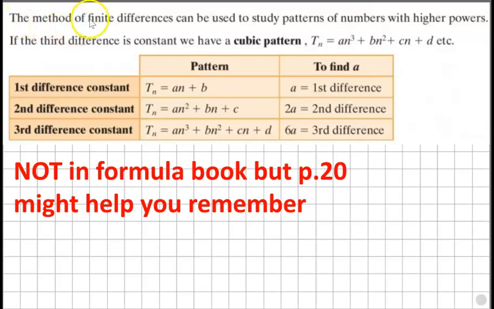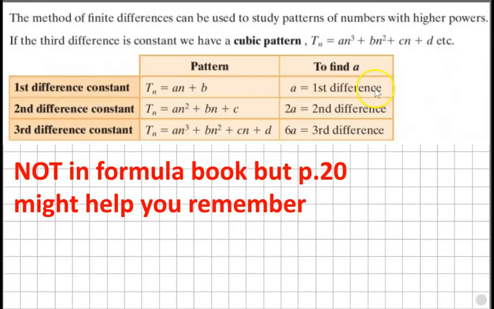The method of finite differences can be used to study patterns of numbers with higher powers. If the third difference is constant, we have a cubic pattern. So Tn is equal to an cubed plus bn squared plus cn plus d, etc. If the first difference is constant, the pattern is Tn equals an plus b. So that's for a linear function or a linear sequence.